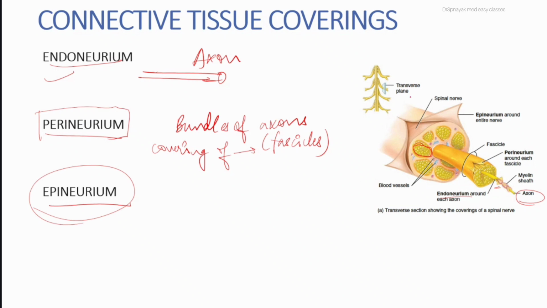Then we have the epineurium, which further covers the multiple fascicles. The fascicles further bundle together to form a single spinal nerve, and the epineurium is the outermost covering of the spinal nerve.